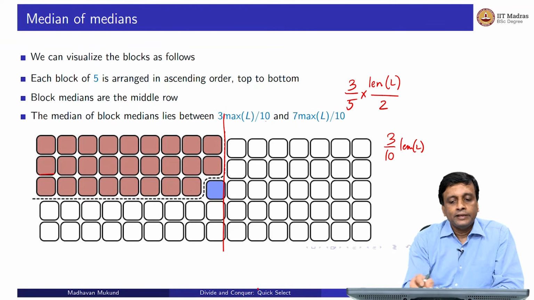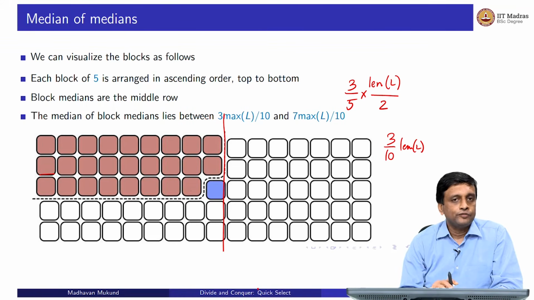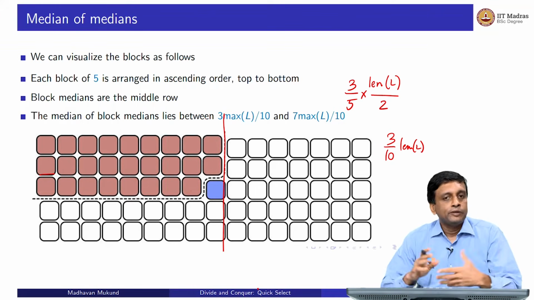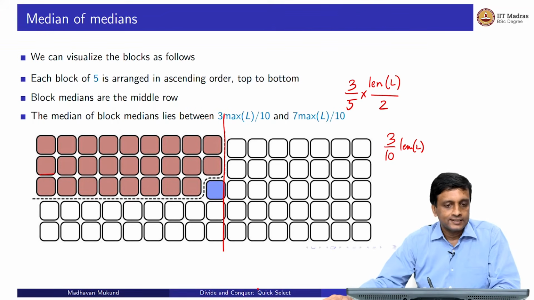So that says the median lies between these values. Whichever side we recurse into, we are going to knock off at least 3/10 of the elements. This is what it means.